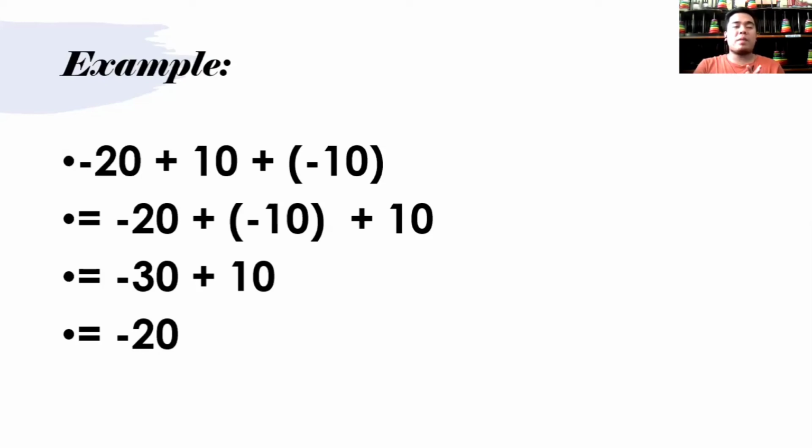So negative 30 plus 10, since the two numbers have different signs, what are we going to do? Back to rule number 2, unlike signed numbers, subtract the value. So that will become 30 minus 10 is 20, and the sign will follow the greater number. So which is greater, 30 or 10? It's 30, and the sign of 30 is negative. So therefore, the answer is negative 20.